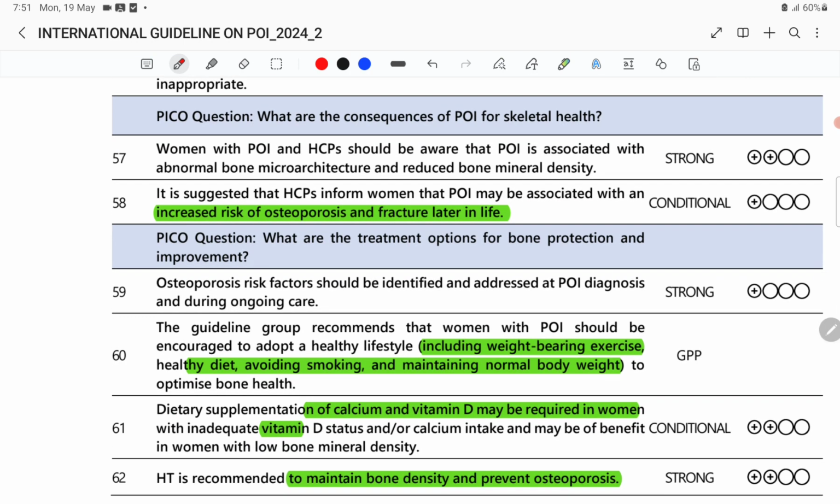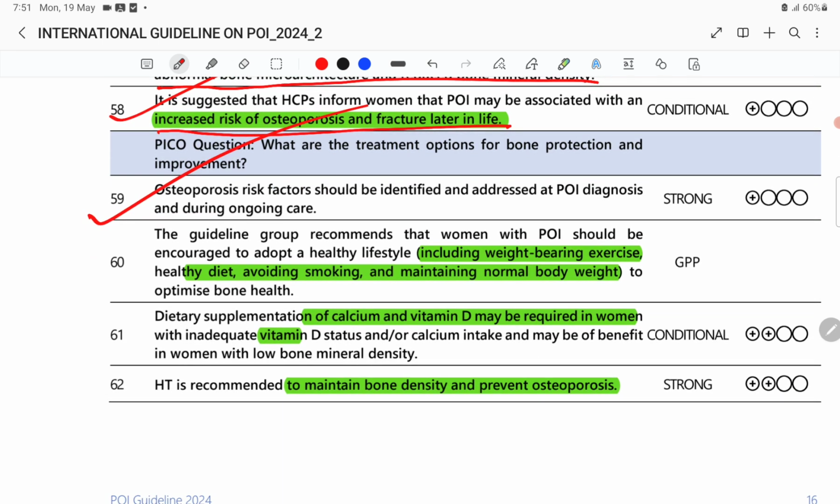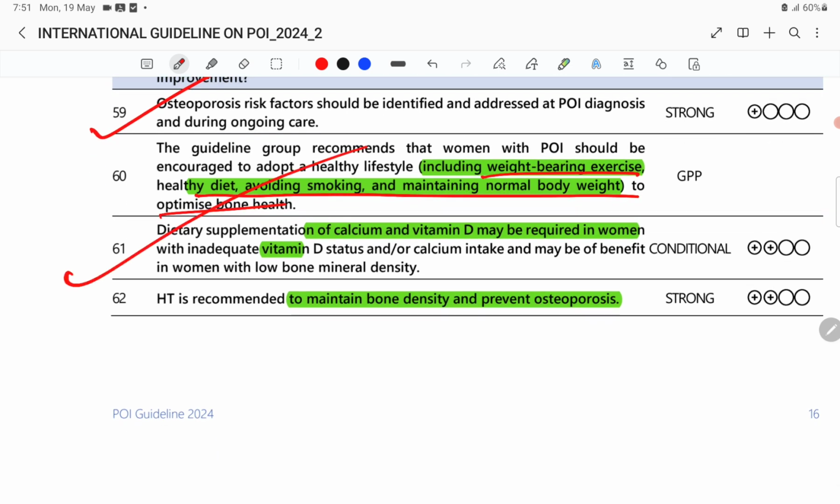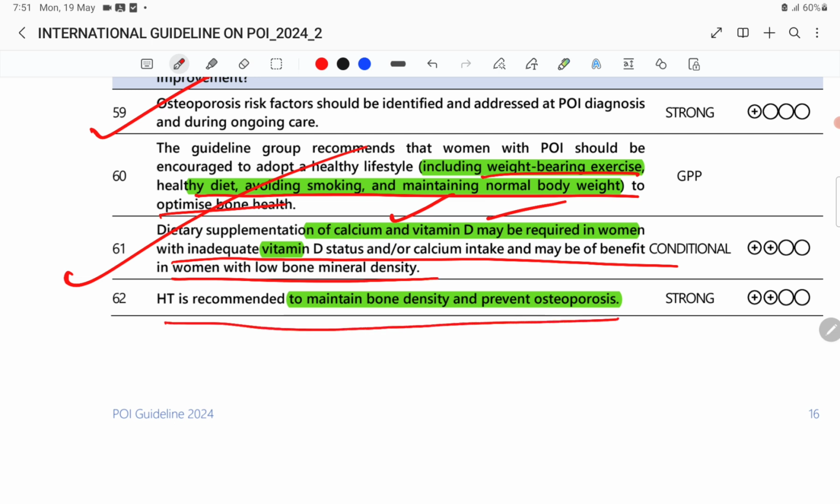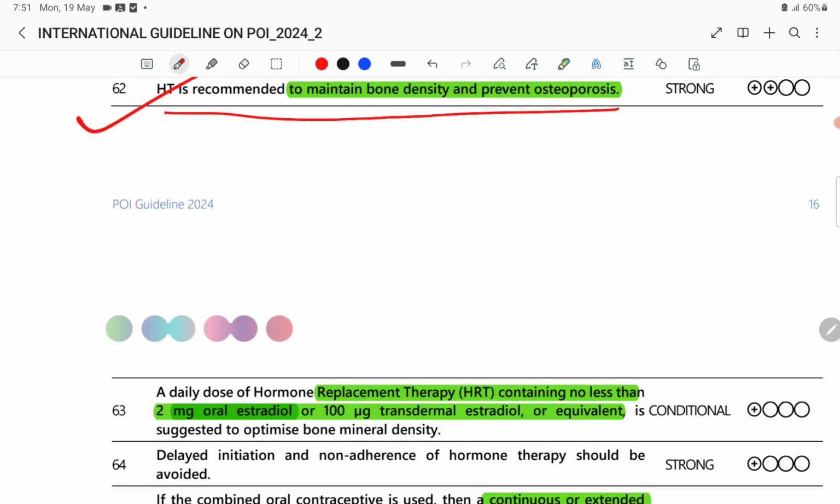Skeletal health. It is usually associated with abnormal bone microarchitecture, reduced bone mineral density, and increased risk of osteoporosis and fracture in later life. Osteoporosis risk factors should be identified and addressed during ongoing care, including weight-bearing exercise, avoiding smoking, and maintaining normal body weight. Dietary supplementation like calcium and vitamin D3 in women with inadequate vitamin D status. Calcium may benefit those with low mineral density. HRT is recommended to maintain bone mineral density and prevent osteoporosis.